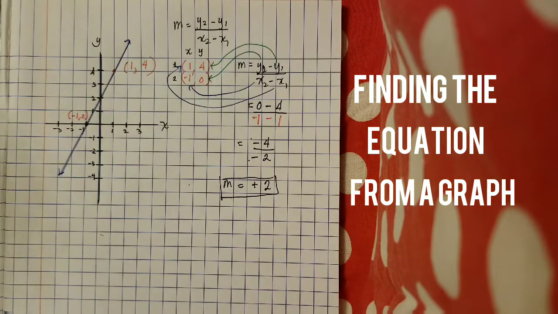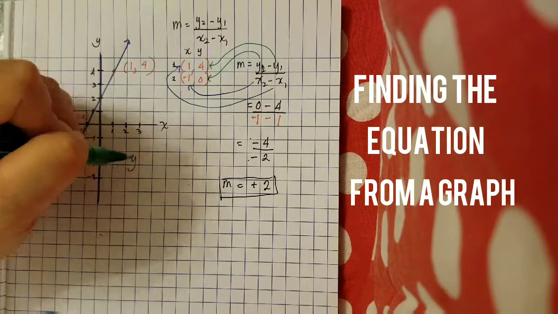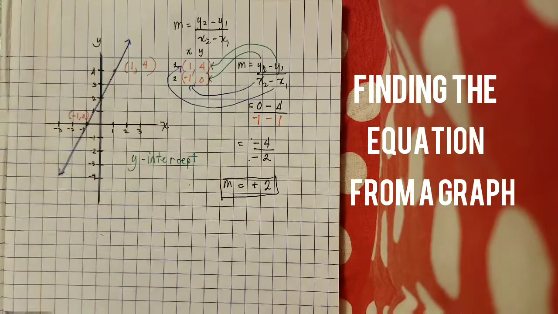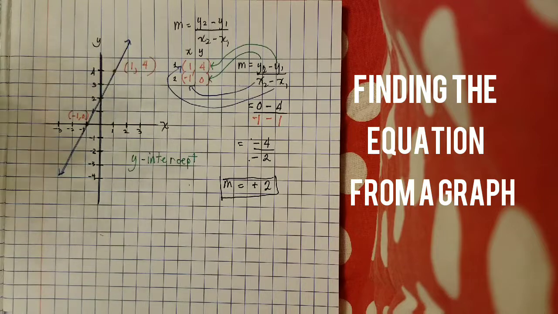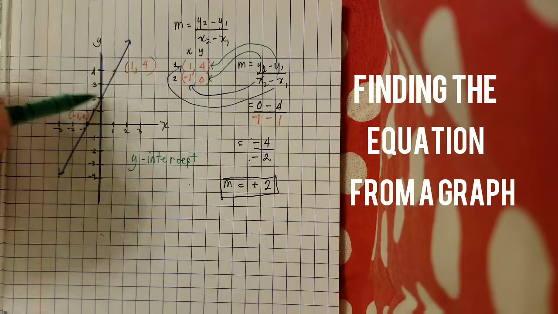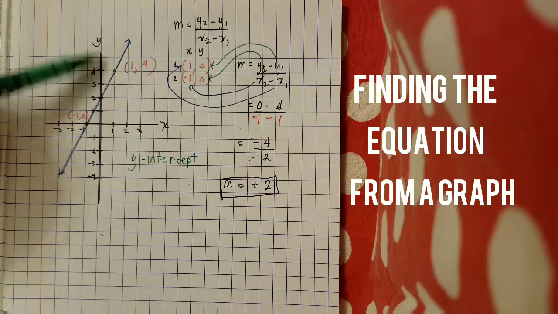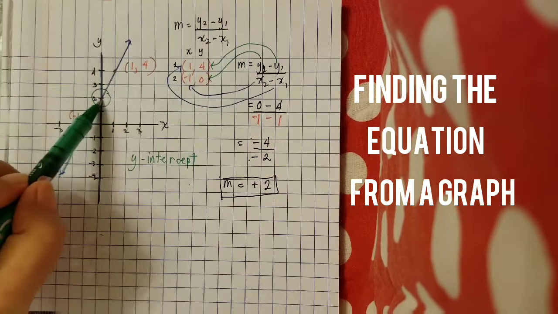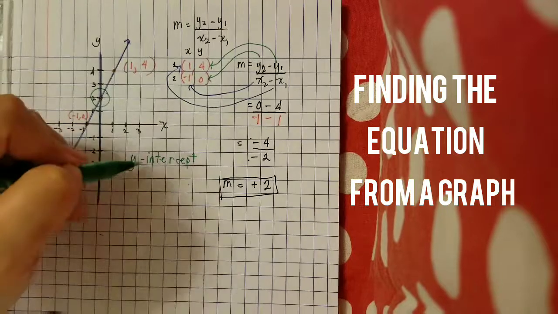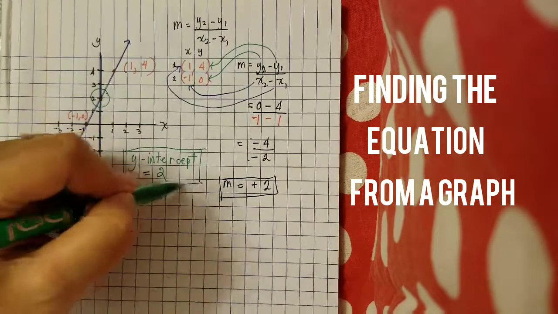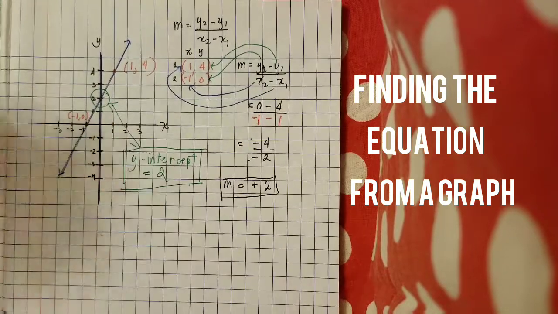Now, in order to find the equation, we need to also look for the y-intercept. Okay? Y-intercept simply states this is where the line intersects with the y-axis. Now, this is the y-axis and this is the line. So where does it intersect? Over here. So the y-intercept is equal to 2. Okay? Equal to 2.